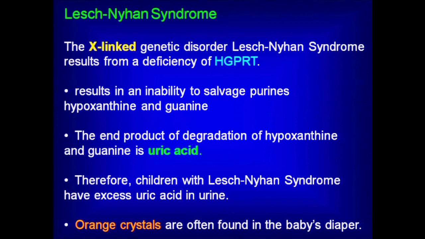The final degradative product of all purines is uric acid. Okay? So when you degrade all purines, you get uric acid. The importance of this enzyme is it captures hypoxanthine and guanine, so you don't form uric acid and you recycle them. But because this enzyme is deficient, you're going to have excess uric acid formation in these children.